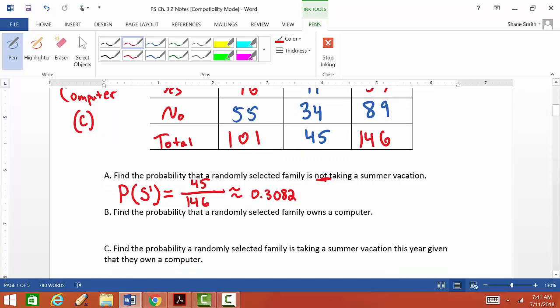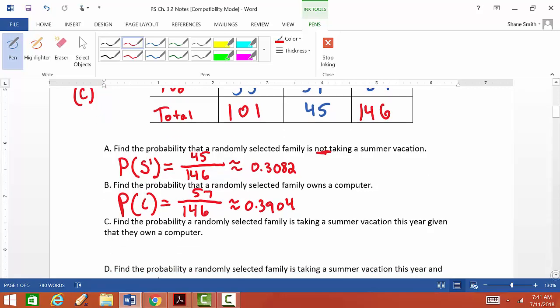Let's do the next one. Find the probability that the family owns a computer. So think about this one on your own before you see my solution. It's very similar to the last one. So 146 is the total. And then how many people own a computer? Well, that's 57. And so the decimal approximation for that is about 0.3904. So about a 39% chance.